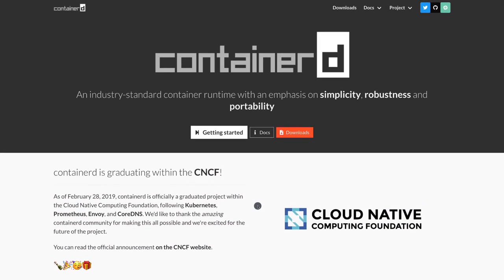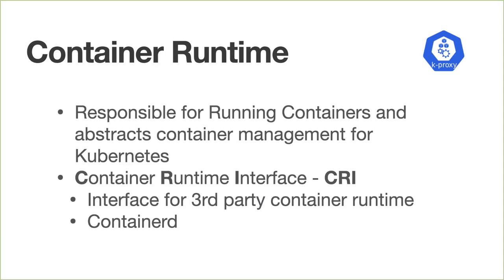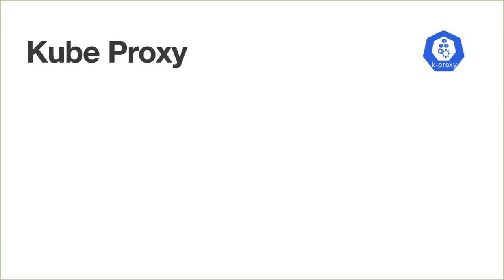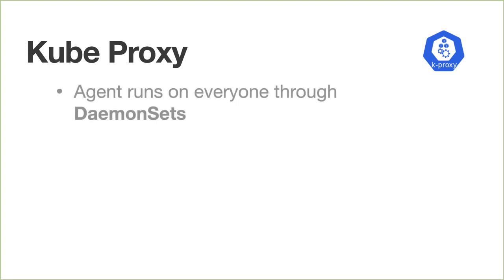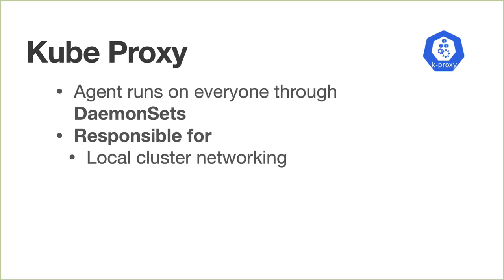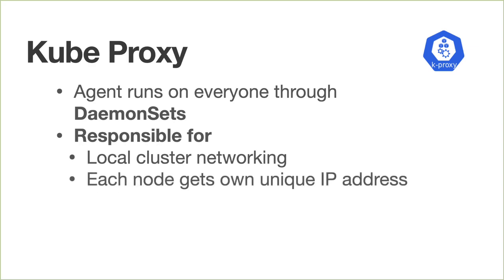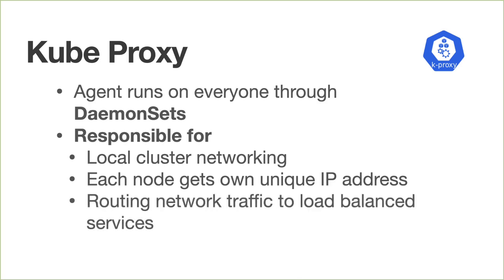If I go back to the slides and move on to the last component within the worker node, which is the kube proxy. So the kube proxy is an agent that runs on every node through a daemon set, and it's responsible for local cluster networking. It makes sure that each node gets its own unique IP address, and it's also responsible for routing network traffic to load balance services. So you're going to learn about all of this in a second.